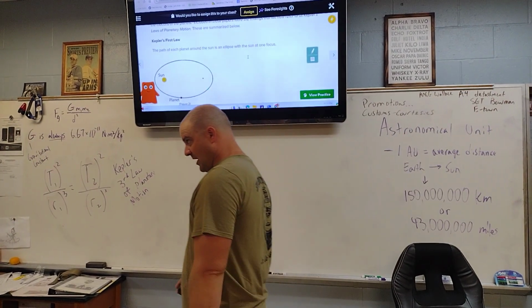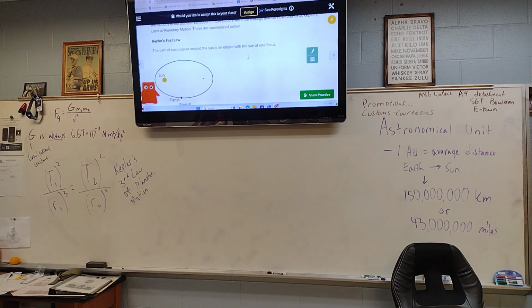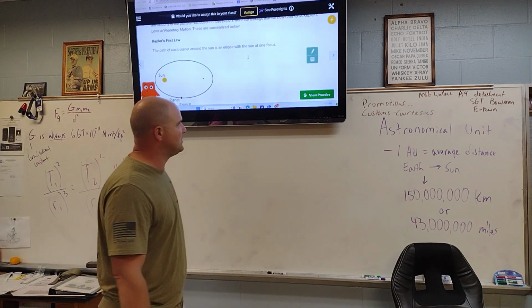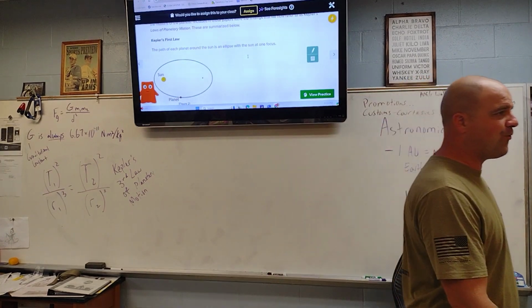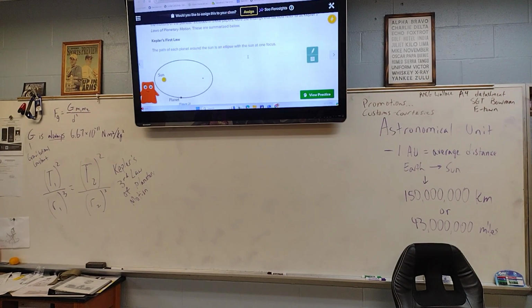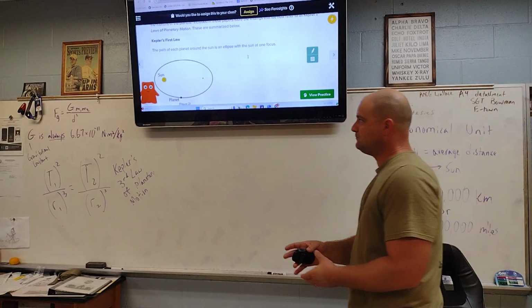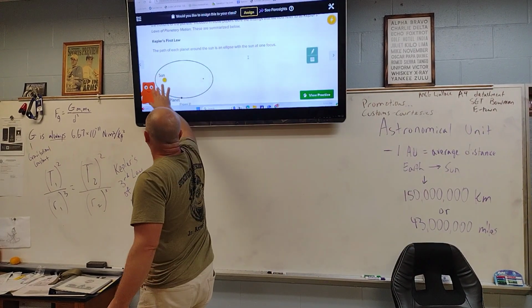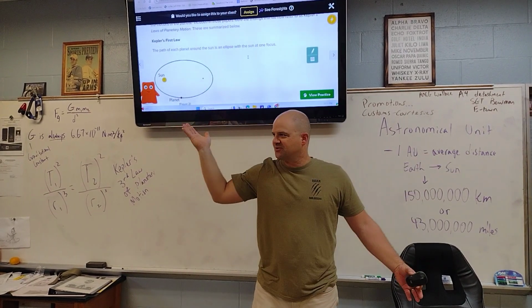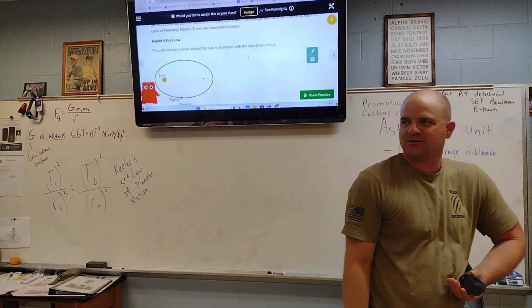The three summarized. Kepler's first law. Write this down. The path of each planet around the sun is an ellipse with the sun at one focus. One focus. There are two. Check out this image. I love pictures because what's the expression? A picture's worth 1,000 words, right?